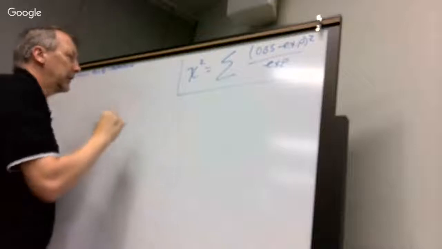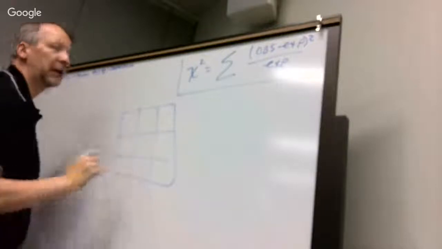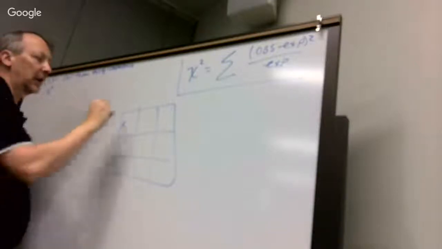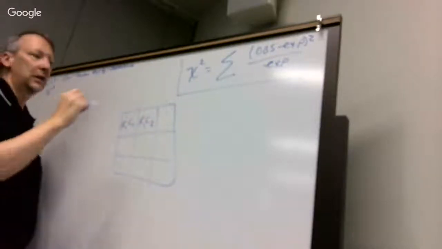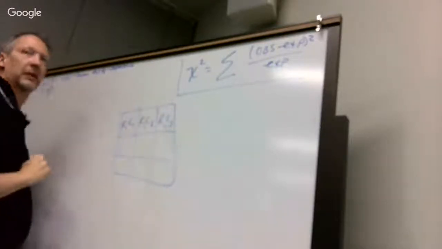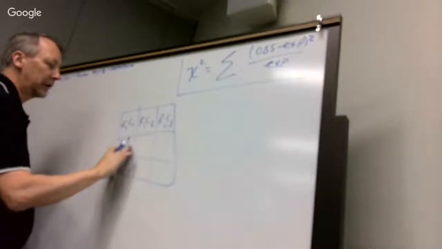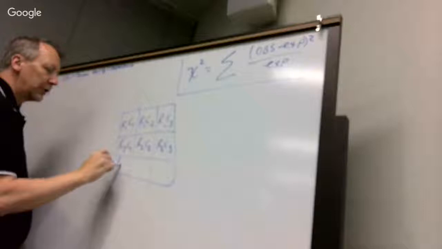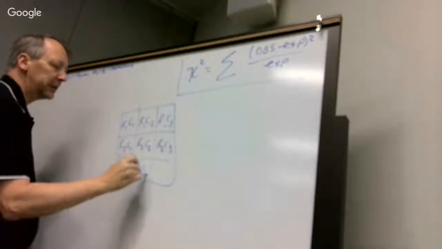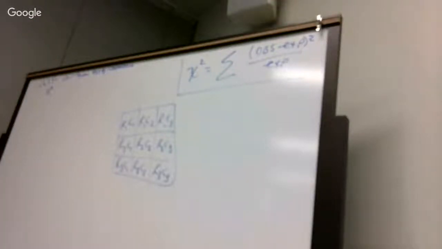now let me do this, okay? And I'm going to make it a 3 by 3 because you might get a bigger table. This is row 1, column 1. This is row 1, column 2. This is row 1, column 3. This is row 2, column 1, sorry. Row 2, column 2, row 2, column 3, row 3, column 1, row 3, column 2, row 3, column 3. Does that make sense? Okay?